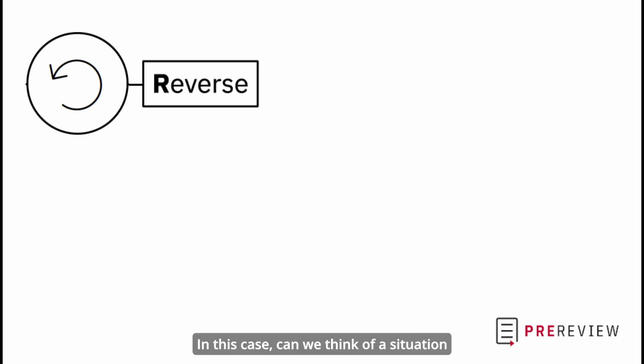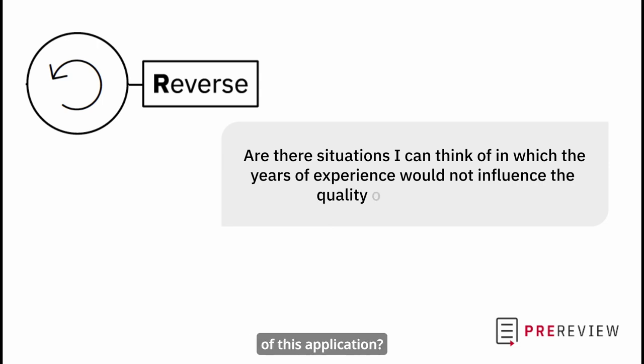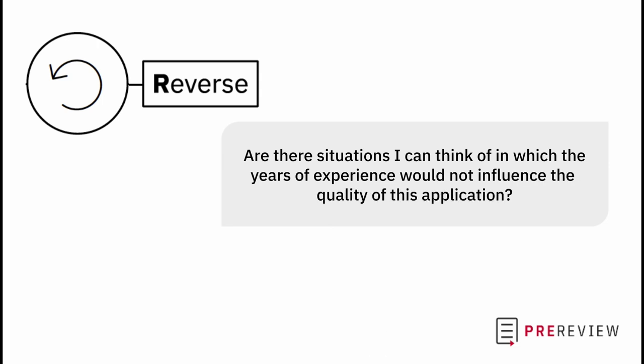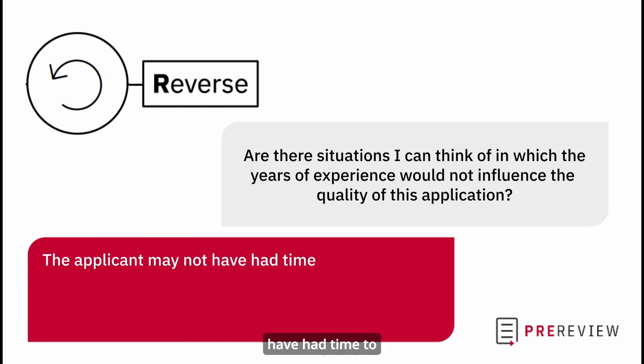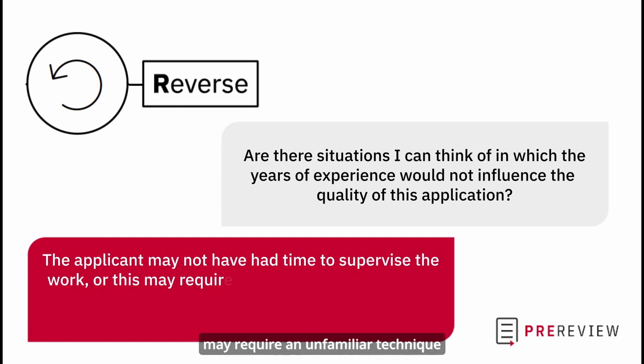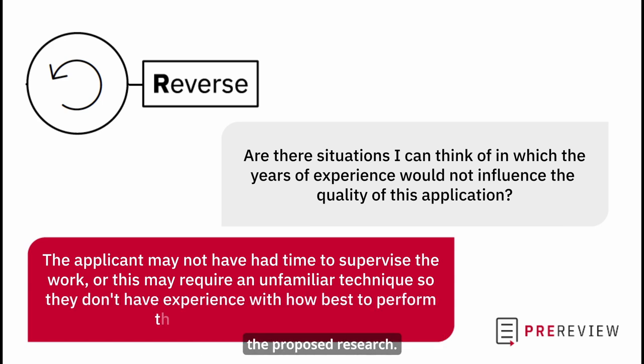At this point, and if it makes sense for the example, it may be useful to reverse the original statement. In this case, can we think of a situation in which the years of experience will not influence the quality of this application? It's possible that the applicant may not have had time to supervise the work, or this may require an unfamiliar technique so they don't have experience with how best to perform the proposed research.